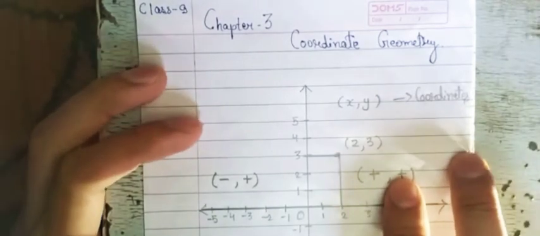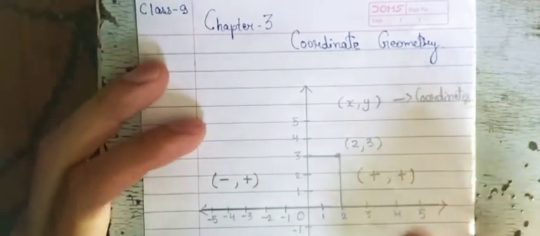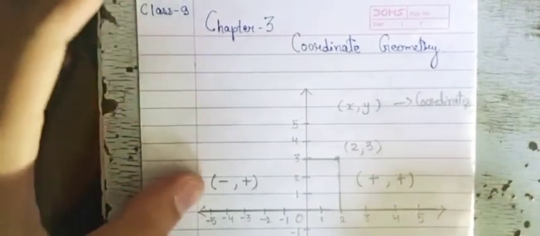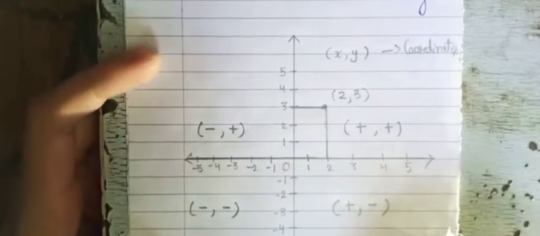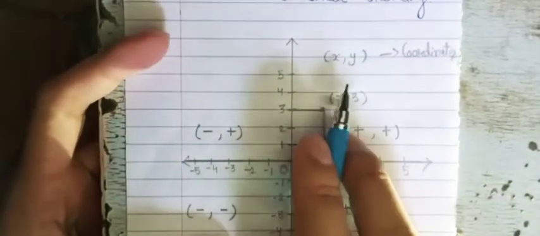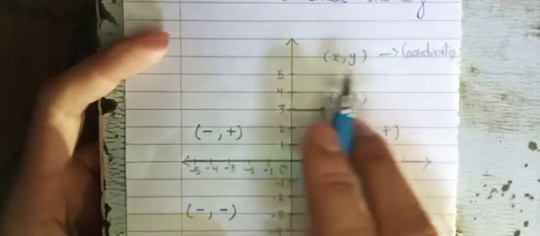Today we will start chapter 3, coordinate geometry. First of all, we have to understand the meaning of coordinate geometry. What do you understand by coordinates? Coordinates means an ordered pair of real numbers that are arranged in a two-dimensional space.